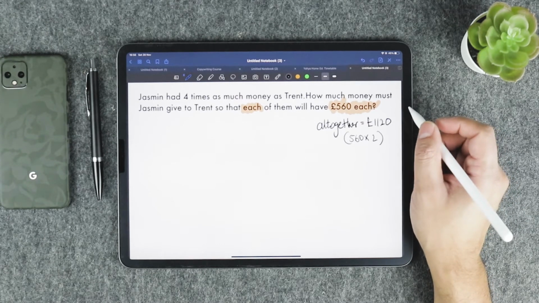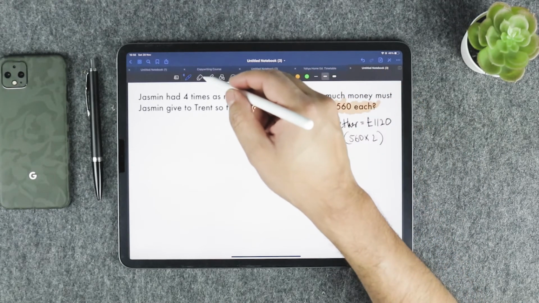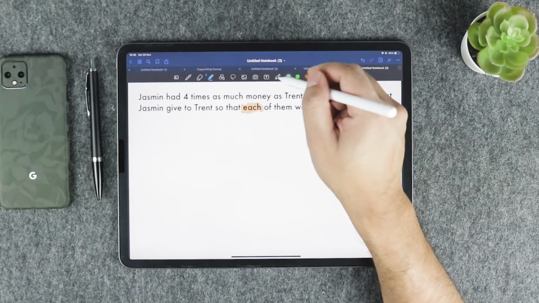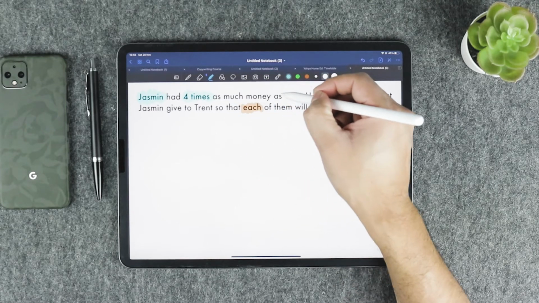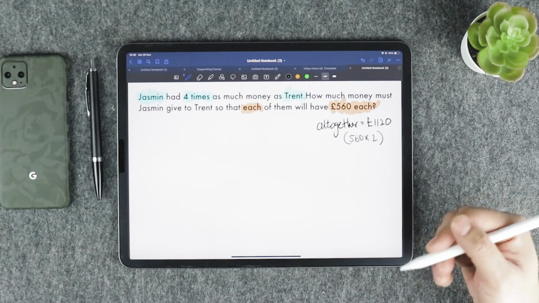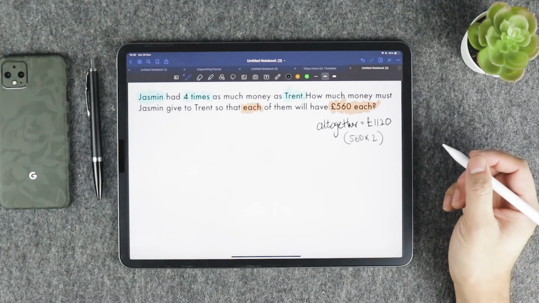Now it says Jasmin had 4 times as much money as Trent. So that's another clue that they're trying to give us, right? Jasmin has 4 times as much money as Trent. So how am I going to represent that? One of the key resources we use is bar modeling. It's really brilliant for questions just like this.